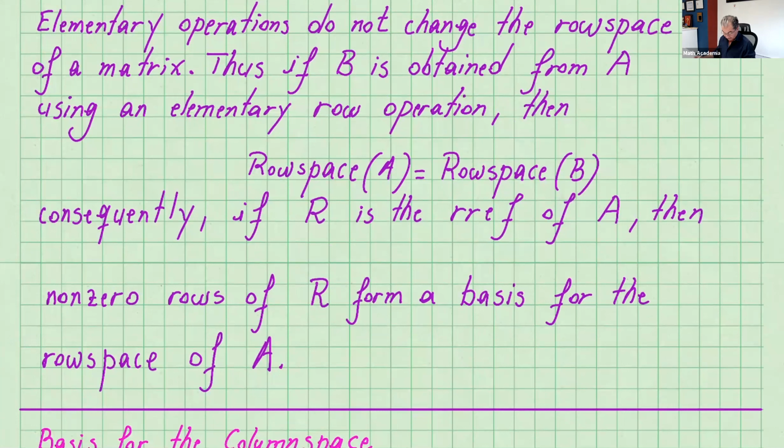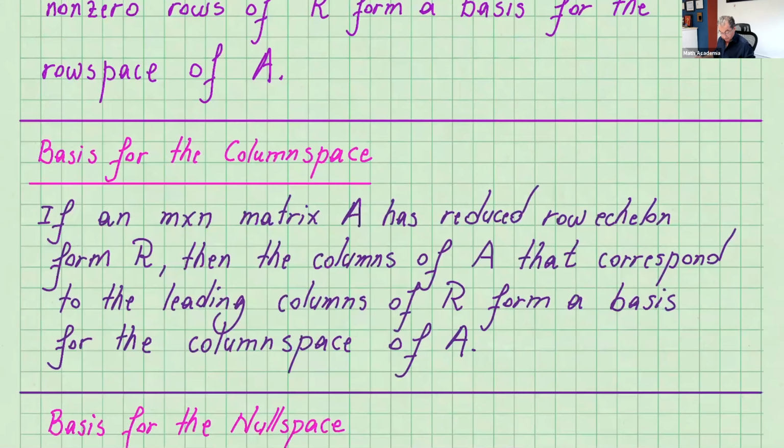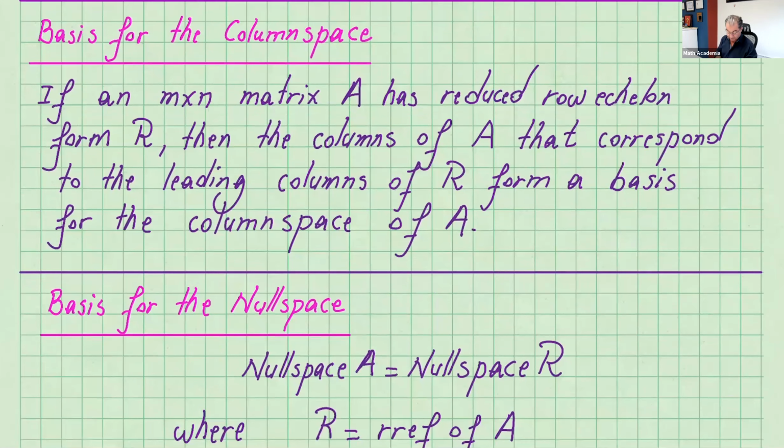I will show you an example. Just know, if you want to find the row space or the column space, you need to find the RREF of the original matrix. Now let's check for the column space.